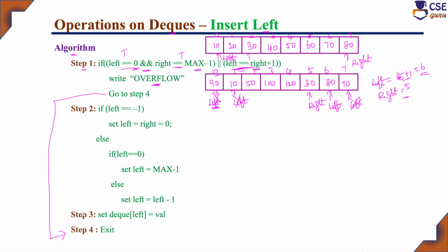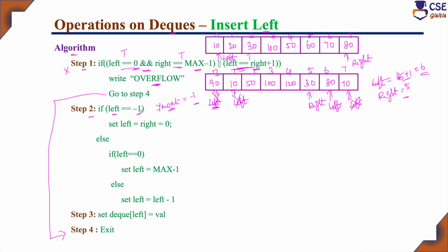That is the meaning. Otherwise, if this condition is false, go to step 2. If left is equal to minus 1. What is the condition for the DQ data structure being empty? That is, front is equal to minus 1, front and rear both are minus 1. In that case, the DQ data structure is empty. So here, instead of the front pointer, we will use the left pointer.